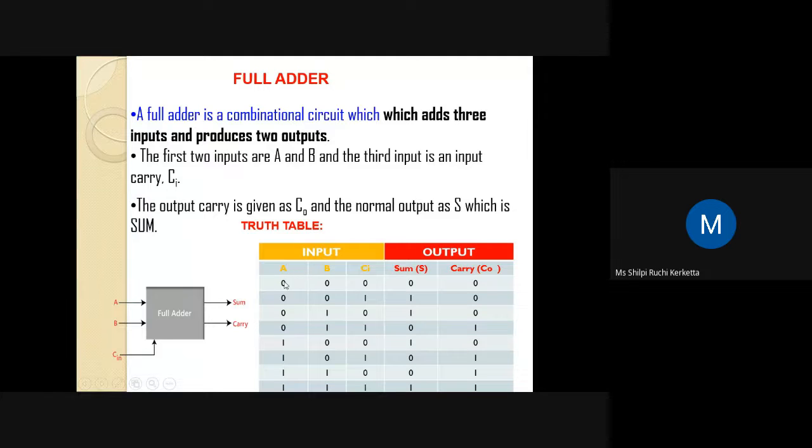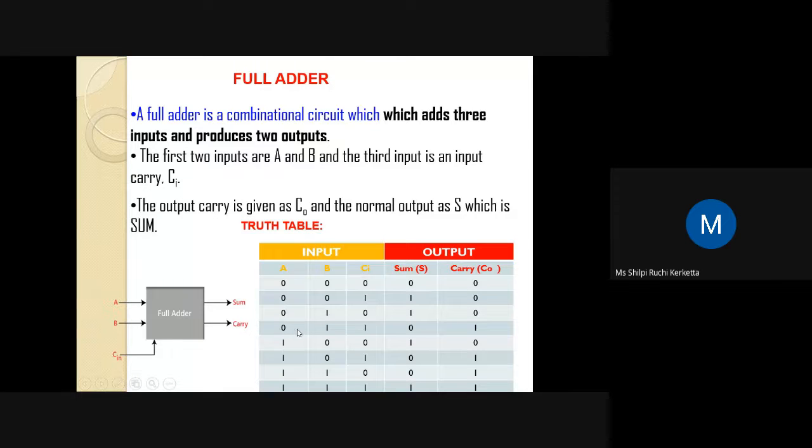So the total combinations will be 8, from 0 0 0, 0 0 1, like this, we will have 8 combinations. Okay. So we will get a sum and a carry. So if we add 0 plus 0 plus 0, we will get a sum of 0 and a carry of 0. But if we add 0 plus 0 plus 1, then only one 1 is there. So we will get a sum of 1 and a carry of 0. Here also only one 1 is there, so we will get a sum of 1 and a carry of 0.